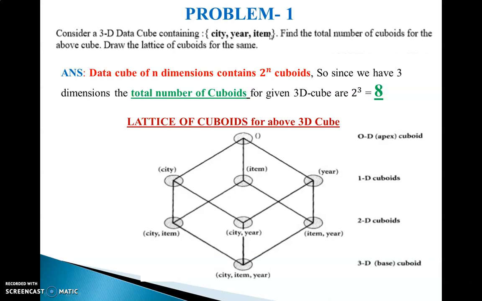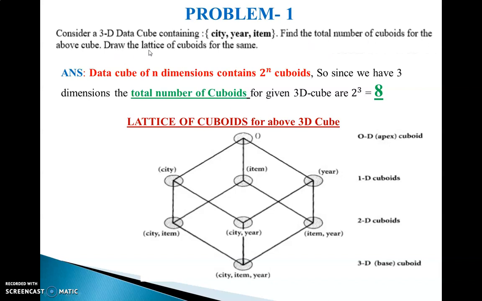Since it is having 3 dimensions, how many total cuboids are there? 2 raised to 3, that is 8. Since we have 3 dimensions, the total number of cuboids for the given 3D cube is 2 raised to 3, that is 8. So this part we have done.